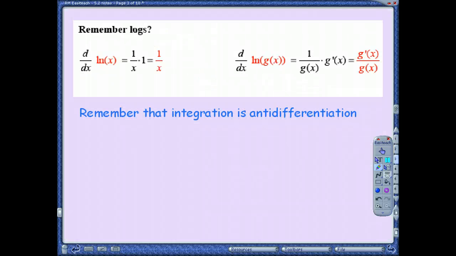Remember logs. That's the title of our section, logarithms. Well, if you think back about derivatives, when you took the derivative of the natural log of x, you had 1 over x times the derivative of what you were taking the log of, so you got 1 over x.